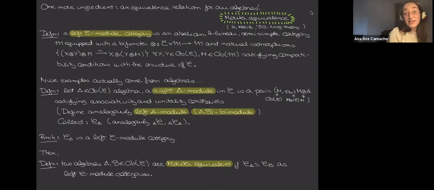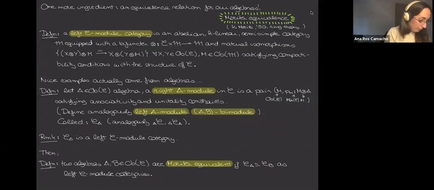As I said, this guy here is an example of a left C-module category, and you can prove that. I know this is a bit confusing, that the category of right A-modules is a left C-module category, but actually it is true. Once you have this, we can define the notion of Morita equivalence. If you give me two algebras in my category, I'm going to say that they are Morita equivalent if the categories of right A-modules and right B-modules are equivalent as left module categories, the notion that I was defining here.